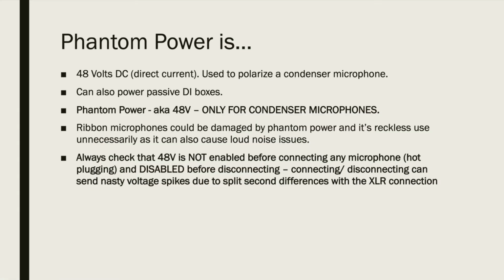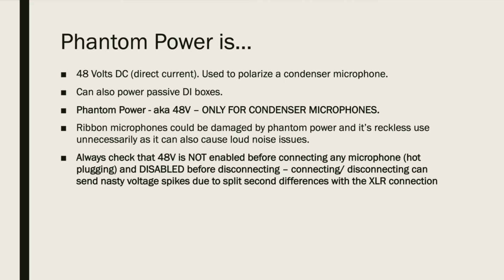Cool, so a bit of a recap on what phantom power is. That's your 48 volts of direct current used to polarize the condenser microphone, i.e. get it working. Phantom power can also power passive DI boxes, which is something that we're going to look at in the recording with high amplitude session this year. Again, it's only for condenser microphones.